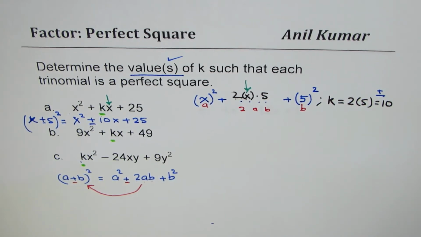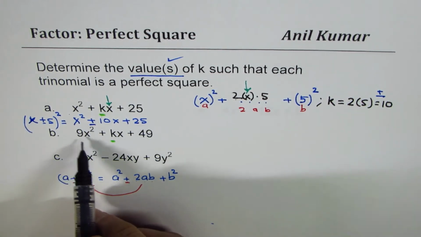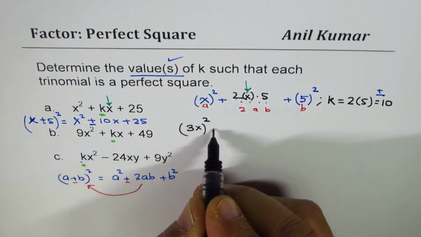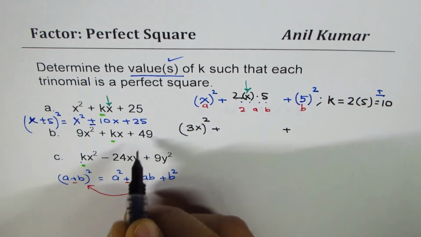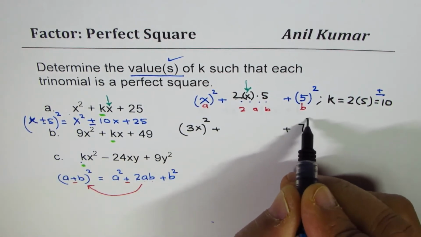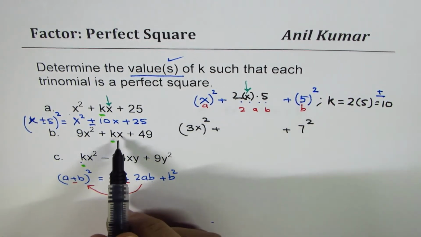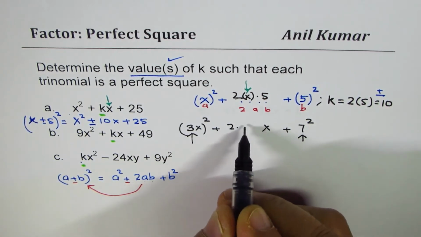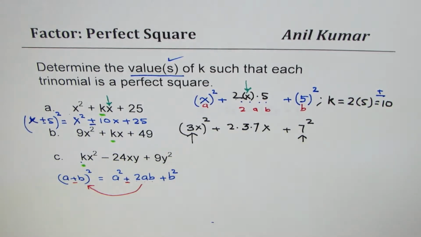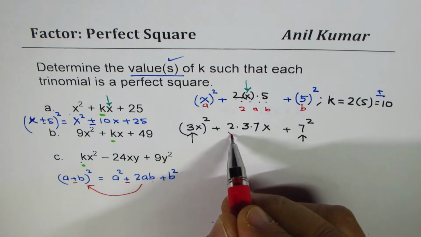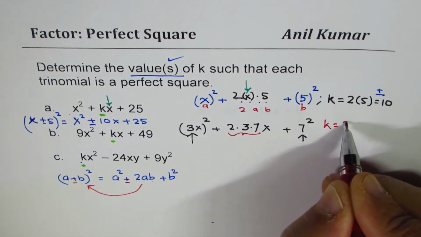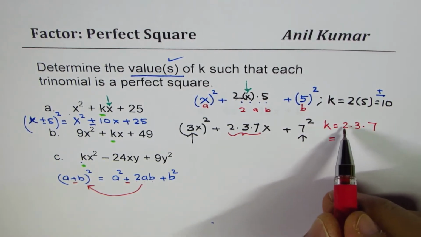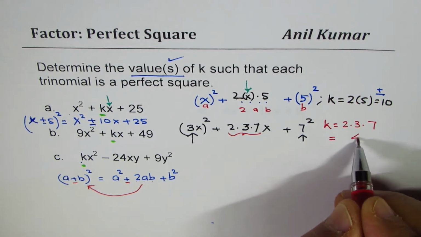And now let's move on with the second example. 9x squared, square root of 9 is 3. So we'll write this as 3x whole square plus center value. We don't know. Let's leave it for the time being. 49 is 7 square, right? So b is 7 for us. Center value, x is already there. We are looking for twice 3 and 7, right? So it should be 2 times 3 times 7. And that gives you the value of k. So k is equal to 2 times 3 times 7, which is, you can figure out, 2 times 3 is 6, 6 times 7 is 42.